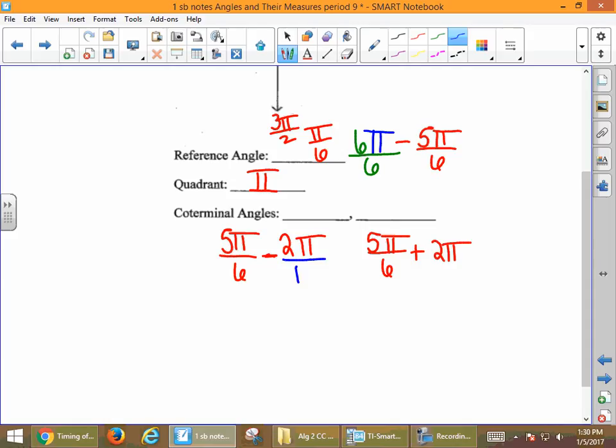Well, the common denominator between 6 and 1 is 6. So we don't want to change the value of 2 pi. So since now our denominator is 6, we need to multiply our numerator by 6. 2 times 6 is 12 pi. So we have 5 pi over 6 minus 12 pi over 6, and that equals negative 7 pi over 6, in case you won't be able to read it on my blank here.